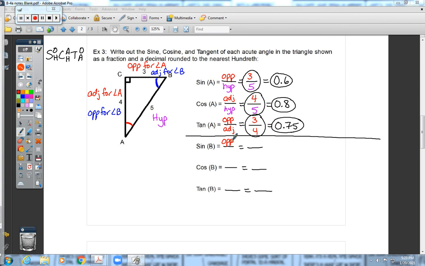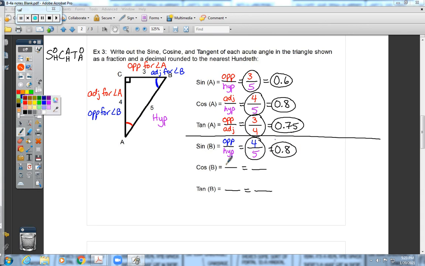Oop, I shouldn't be doing that in red, should I? That should be in blue. Sine is opposite, which is now the blue label, over hypotenuse, which would be 4 is the opposite for angle B, and the hypotenuse is still 5. Well, we've already done 4 over 5 once. We already know what that decimal equals. That is equal to 0.8.